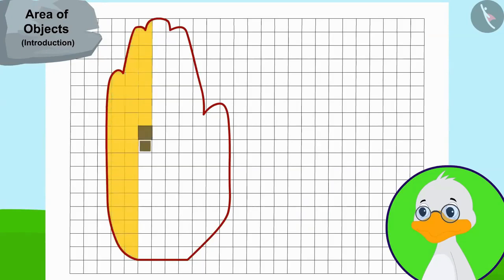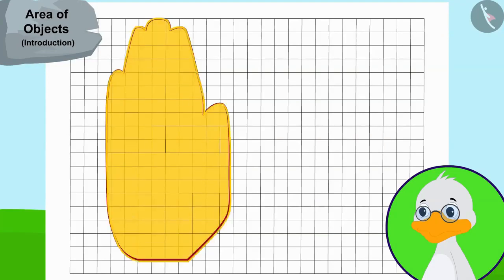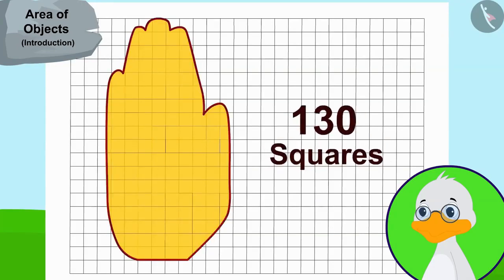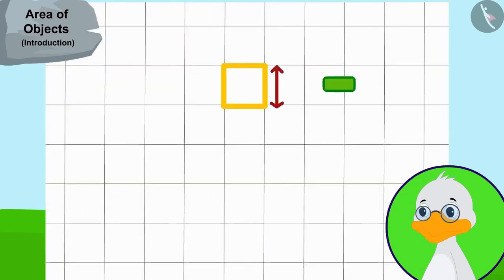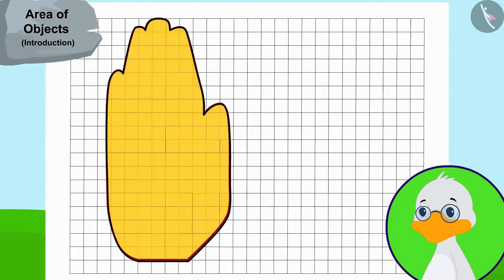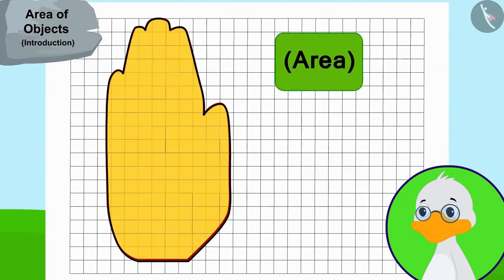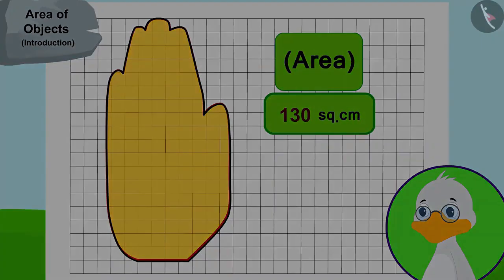It took a long time for Uncle to do this process. And finally, he came to know that the hand impression is covering 130 squares. The side of each square is 1 centimeter long. Therefore, the area of this hand impression is 130 square centimeters.